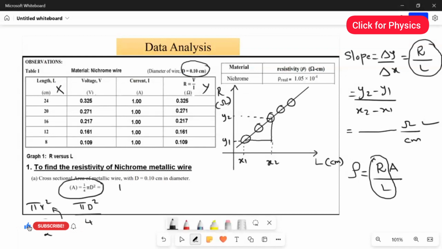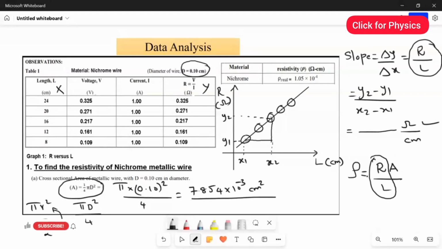So what's the value here? Pi multiplied by the diameter value, 0.10 centimeter square, divided by 4. So let's see what's the answer for this. So I have to substitute the value of pi multiplied by 0.1 square divided by 4, and I got the answer here as 7.854 multiply 10 power minus 3 centimeter square. So this is our area value.